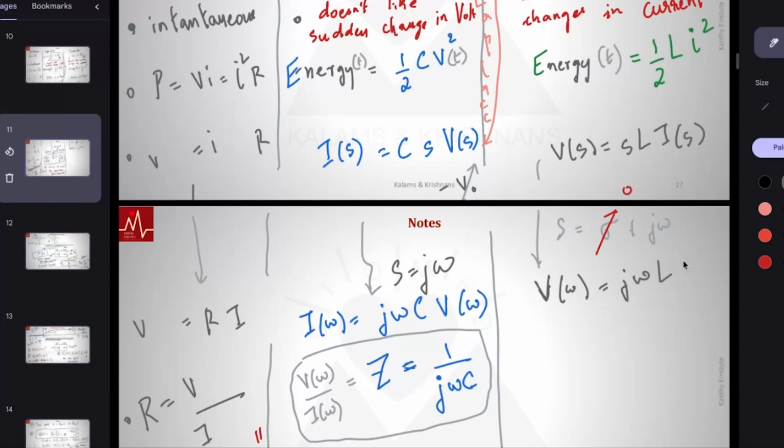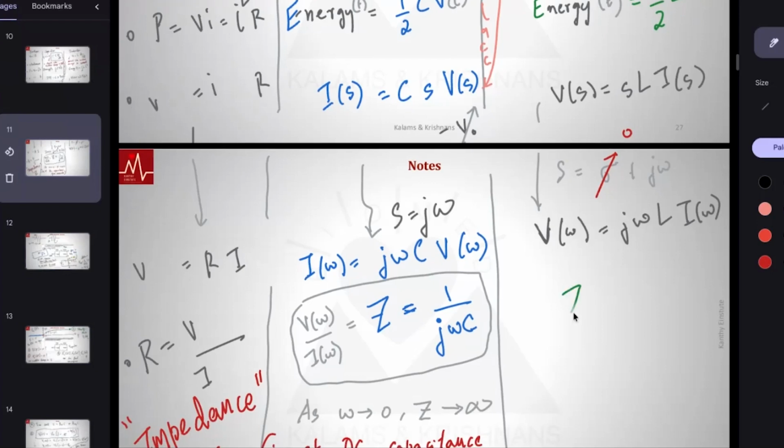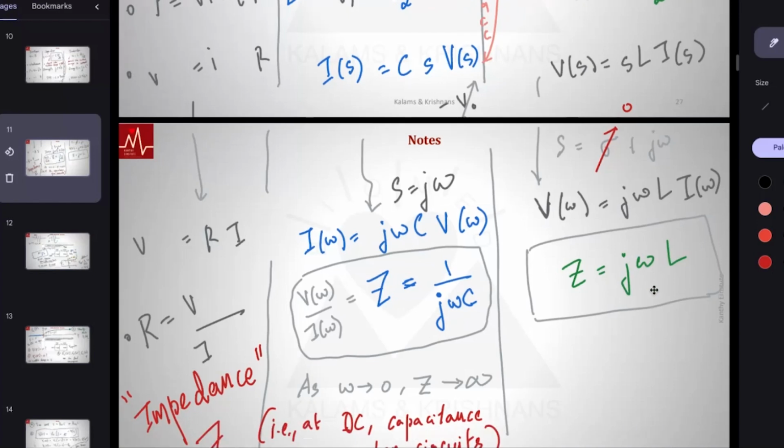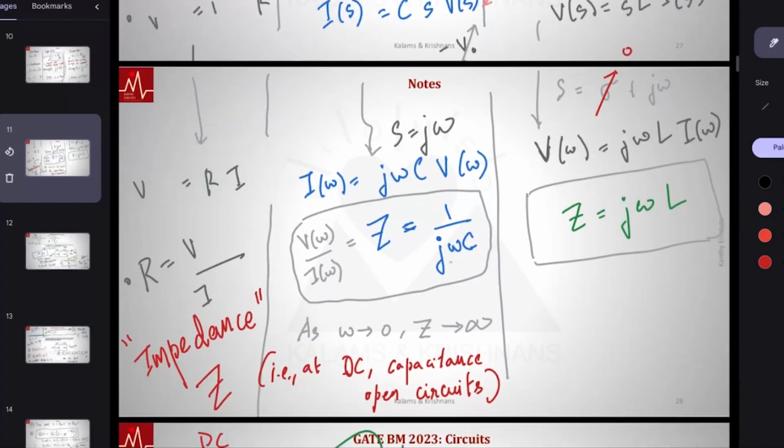I have seen it somewhere, right? Some of you are writing Z is j omega L. Yeah, I guessed it. Great. Z is j omega L. Omega is in the denominator for a capacitor; here omega is in the numerator. There is no denominator, but fairly simple, right? Hey, what is that j? You didn't say what is a j.